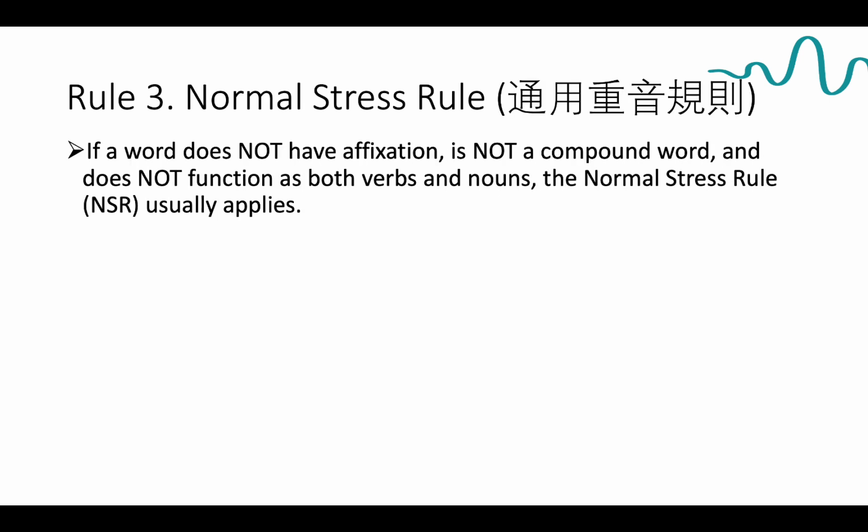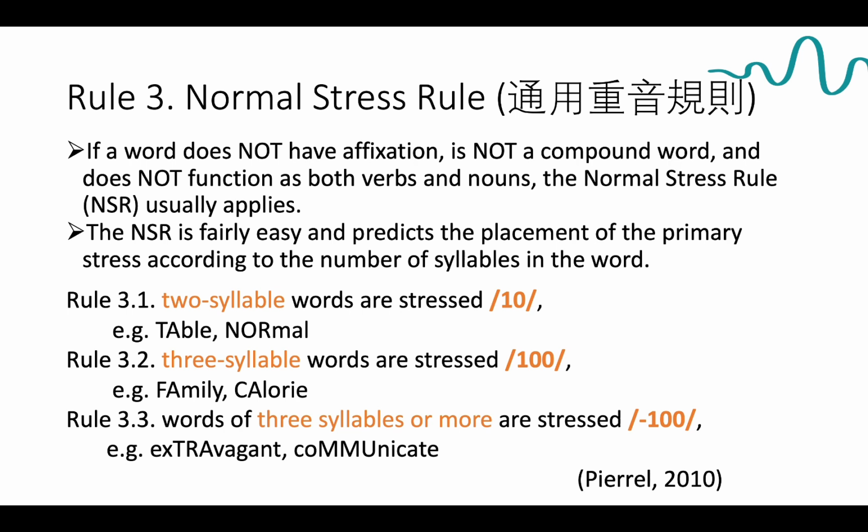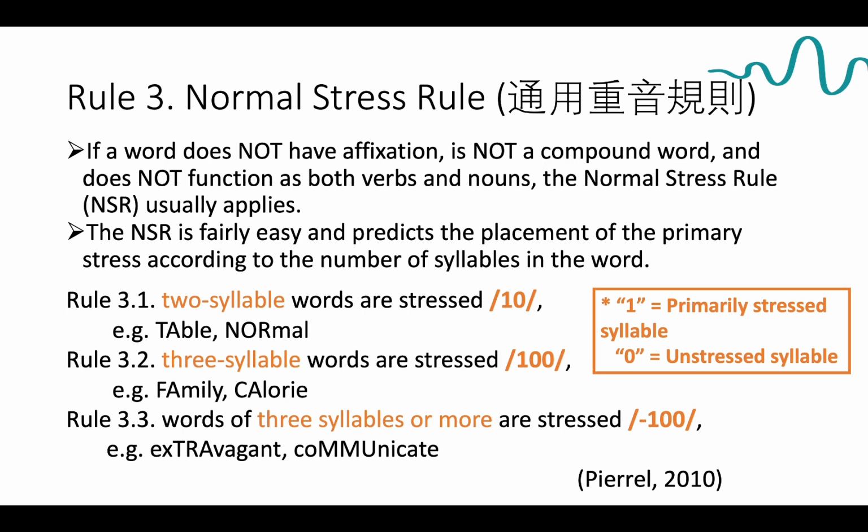If a word does not have affixation, is not a compound word, and does not function as both verbs and nouns, the normal stress rule, also known as the NSR, usually applies. The NSR is quite simple and predicts the primary word stress placement based on the number of syllables in a word. When a word has 2 syllables, the primary word stress is on the first syllable. When a word has 3 syllables, the primary word stress is also on the first syllable. When a word has more than 3 syllables, the primary word stress is on the third to last syllable.